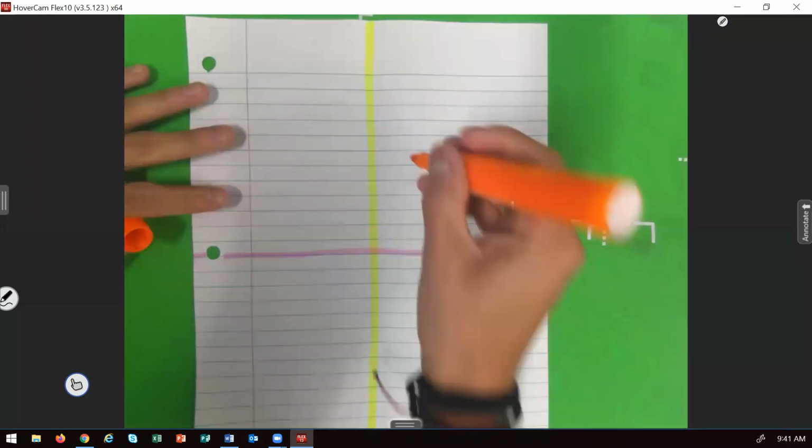We can draw a heart on here. Let's draw a heart in the middle of our paper. Yeah, it looks the same. We know a heart has a line of symmetry, right? Because we've already discussed that.